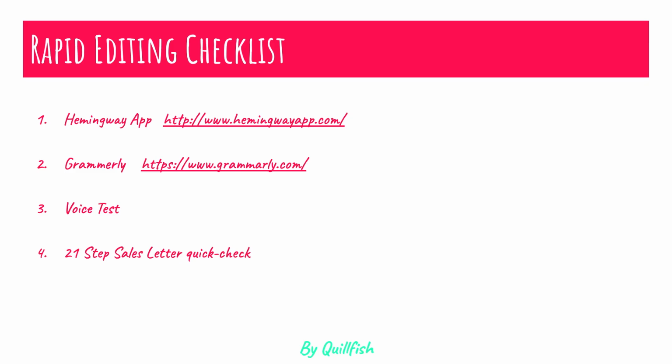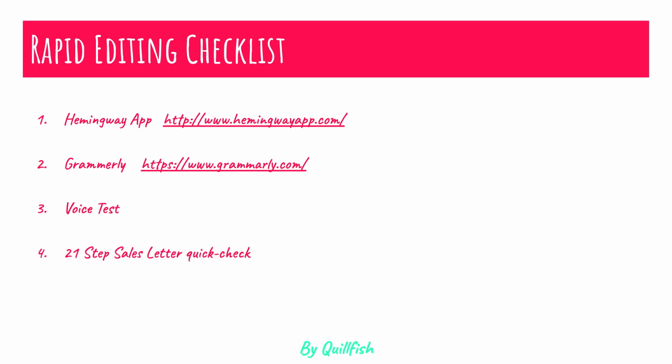There's only 4 parts to the rapid editing checklist. Each one of them is important, so please use each piece. The first one is to use a website called the Hemingway app. Now, there's a very specific thing that you use this website for. You take the copy that you've written or the script that you have, maybe even the transcript of a video that you recorded, and you upload it into the website.